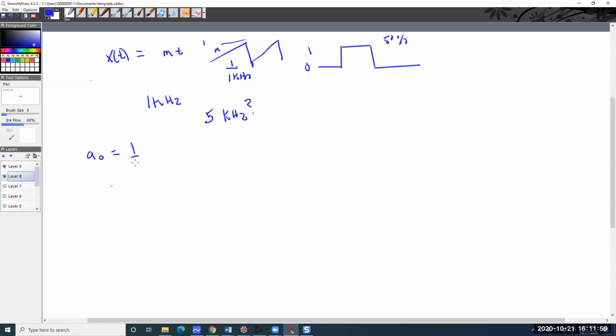a naught when it's scaled probably is going to be equal to 1/2, right? All the an's are 0, and then bn equals minus 1 over n pi. And what that means is, I have something at 1 kilohertz, something at 2, something at 5, right? And it's going to be 1 divided by 5 pi is going to be that value.